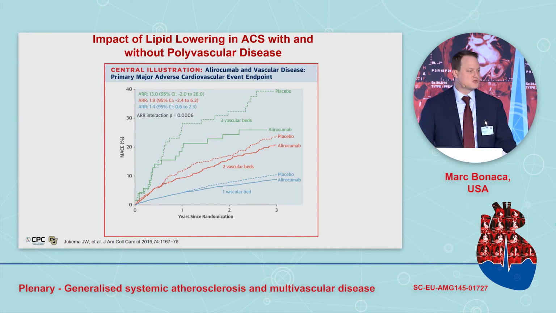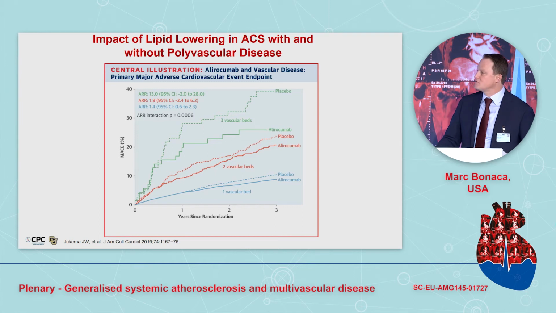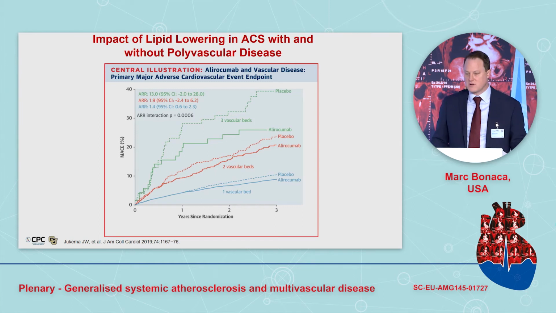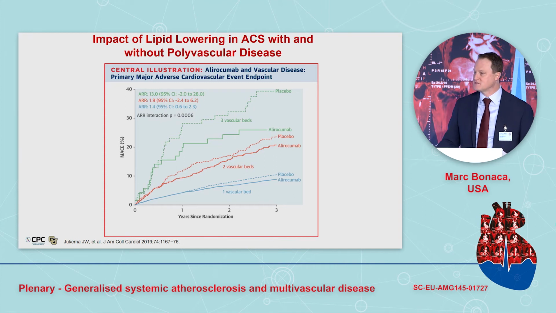Well, the same holds true for the PCSK9 inhibitors, a more potent way of reducing LDL cholesterol. But here in data from the ODYSSEY trial, you can see in patients with 1, 2, and 3 beds, a clear gradient of risk. And you can see the absolute risk reductions in the upper left-hand corner that range from 1.4% with single vessel or single vascular territory to 13% with those that had triple vascular territory. So I think that this is a very useful and approachable way of risk stratifying patients.